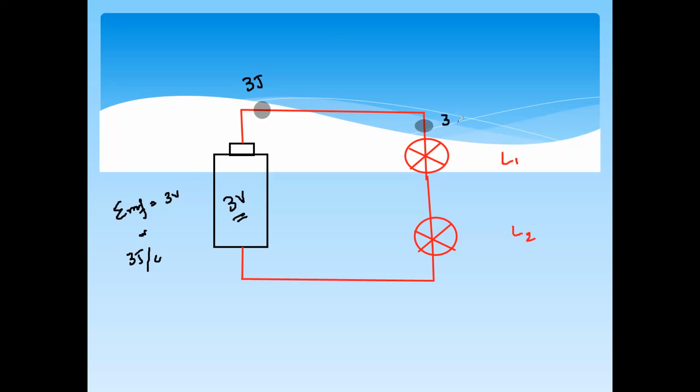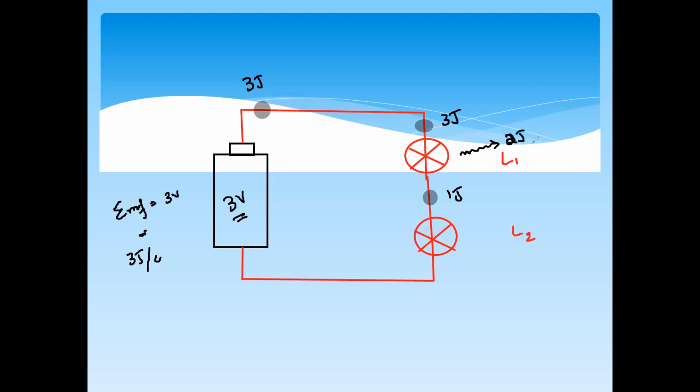before entering it was having 3 joules, but when it passes through the lamp, the charge has to transfer some of its energy. For example, before entering the lamp it was having 3 joules, and when it passes through the lamp it has 1 joule. So how much energy is transferred to the lamp? That is equal to 2 joules. So 2 joules of energy is transferred to the lamp.